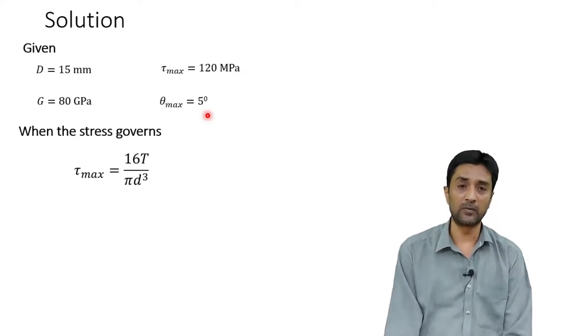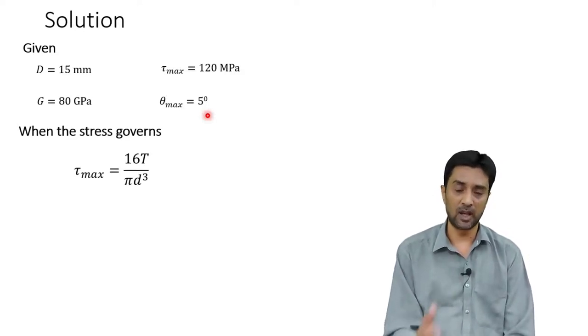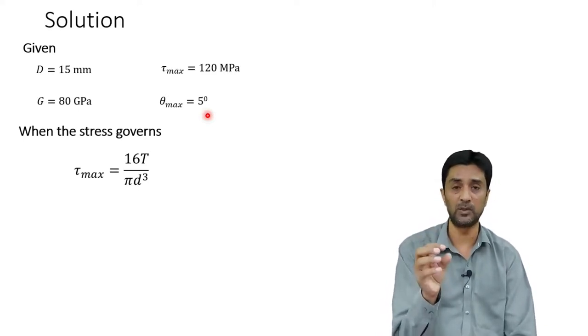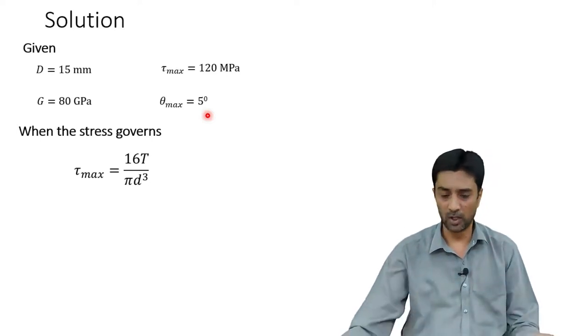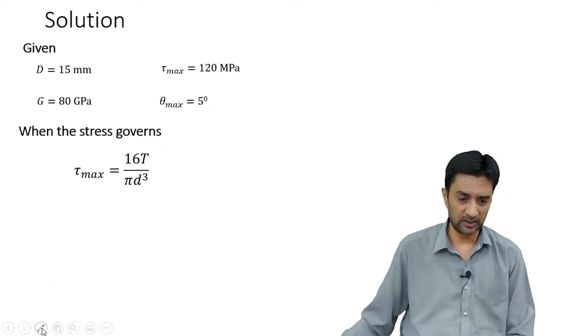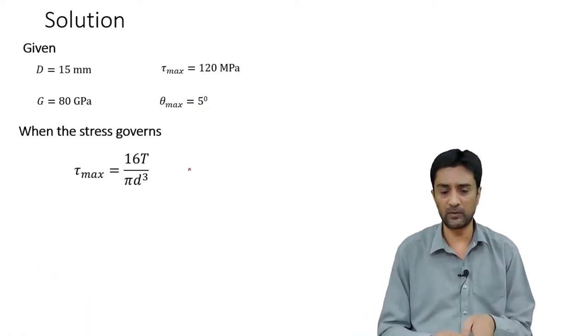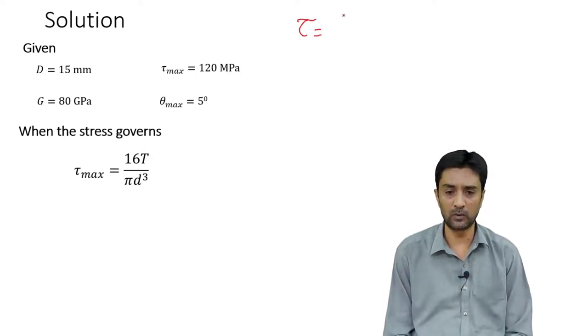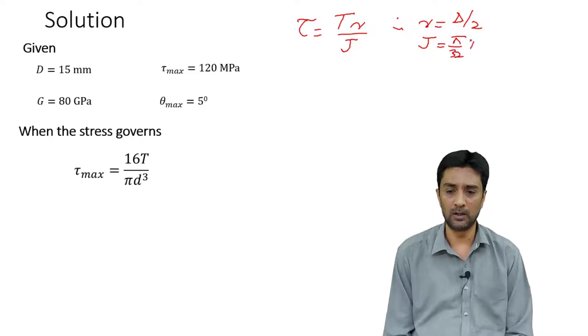and you can derive this formula with the help of tau is equal to TR upon J. Since we know that this is a solid shaft, the value of J is pi by 32 times D to the power 4, and we know the value of R is D by 2, so you can put in all those things. If you do not know, sir, I can do it for you as well, because I think we did this when we were trying to solve this. So we know tau is equal to TR upon J. From this we know R is equal to D by 2 and J is equal to pi by 32 D to the power 4.